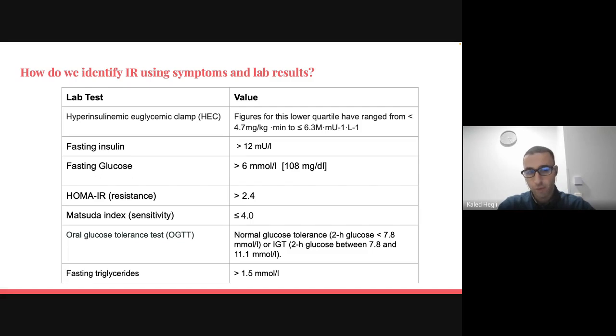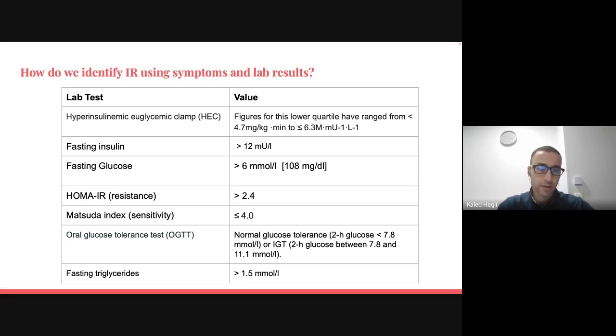HOMA-IR is a mix of both. It's an index that is composed of fasting insulin and fasting glucose. It's bracketed there that it represents mostly resistance. So glucose tolerance is included in that, in the peripheral tissues mostly. While another index that can be used, although a bit more complex and less common, is the Matsuda index, which works the other way around. It measures sensitivity, includes the liver also, so can be useful in some cases.